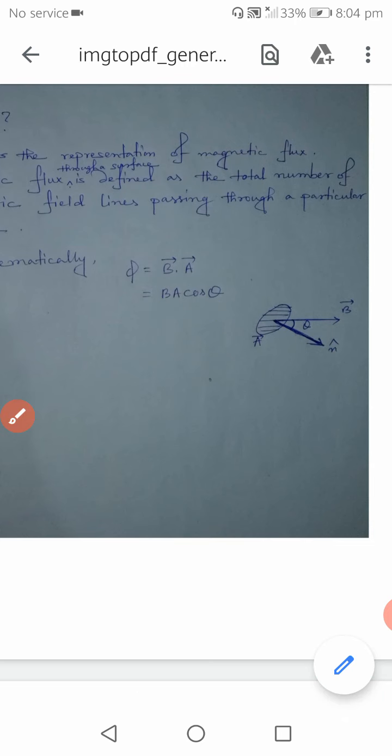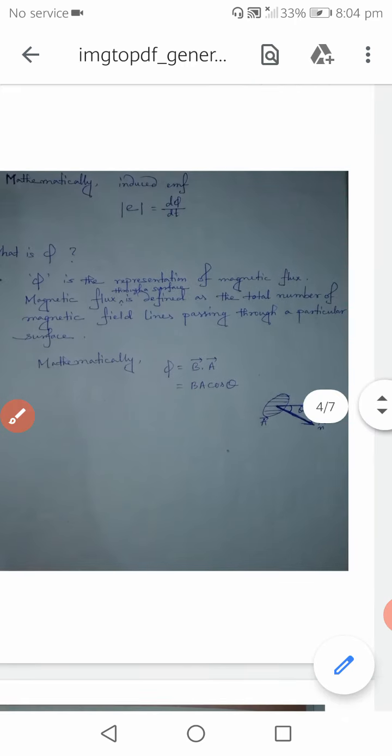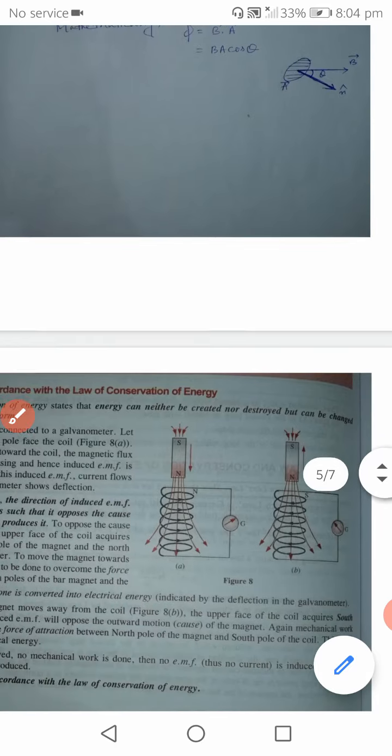So this is the direction of the area vector. And where is B, the magnetic field? Suppose this is the magnetic field in this case. Then theta will be the angle between B and A. The direction of A is n cap, this one. So this is the angle theta. Okay, so we get phi equals BA cos theta, and the definition of magnetic flux is this one. Then in the next video we will discuss Lenz's law.